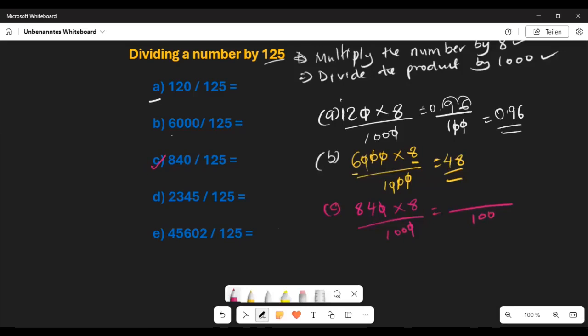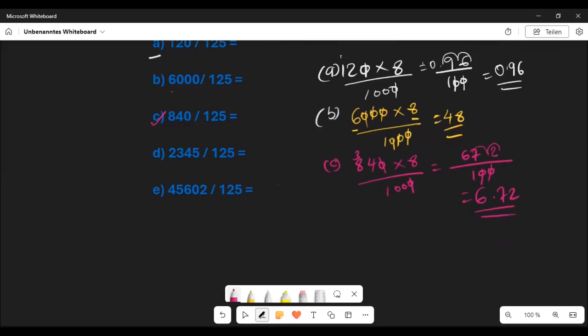So 8 times 4, we know is 32. We carry 3. 8 times 8 is 64 plus 3. That's going to be 67. So 67 divided by 100. We cancel these 2 zeros, so we just change the decimal, and our answer is going to be 6.72. Easy peasy. Things become easier and easier when you know how to.